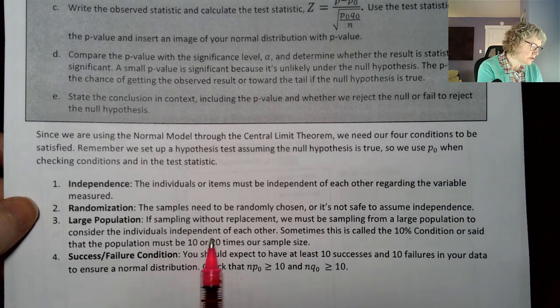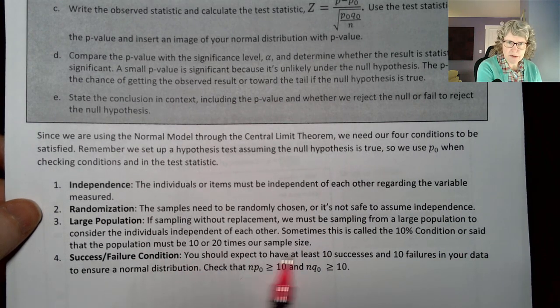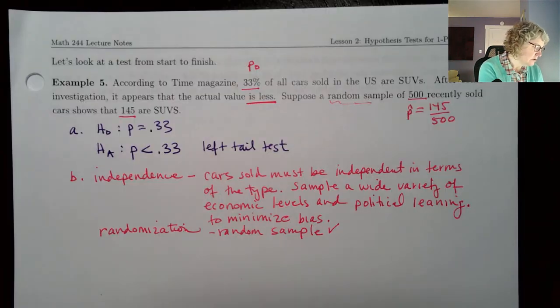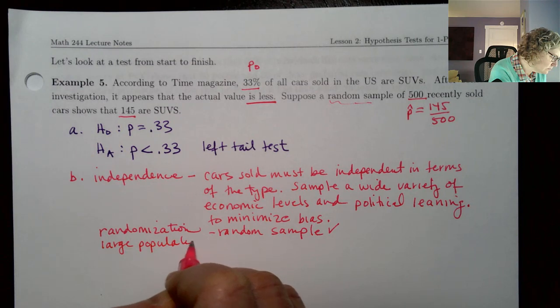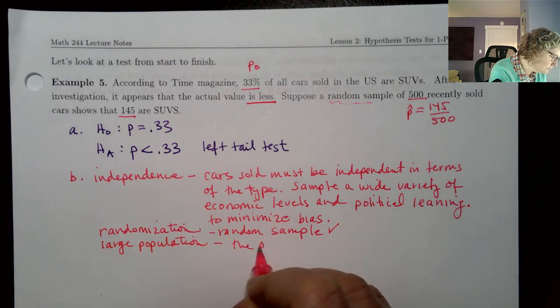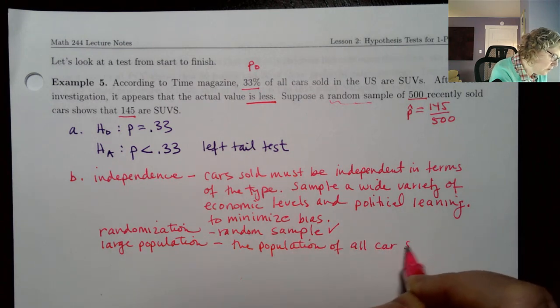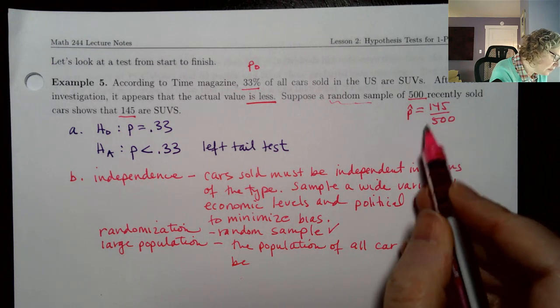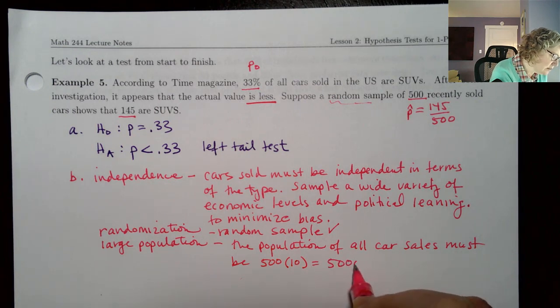So this is the one where we need to make sure we are sampling from a large enough population relative to our sample. A population must be 10 to 20 times our sample size. I'm just going to use 10 because it's nice and easy to multiply. Add a 0 on the end. So large population. The population of all car sales must be, and we have a sample size of 500, so 500 times 10, which is 5,000 or more.